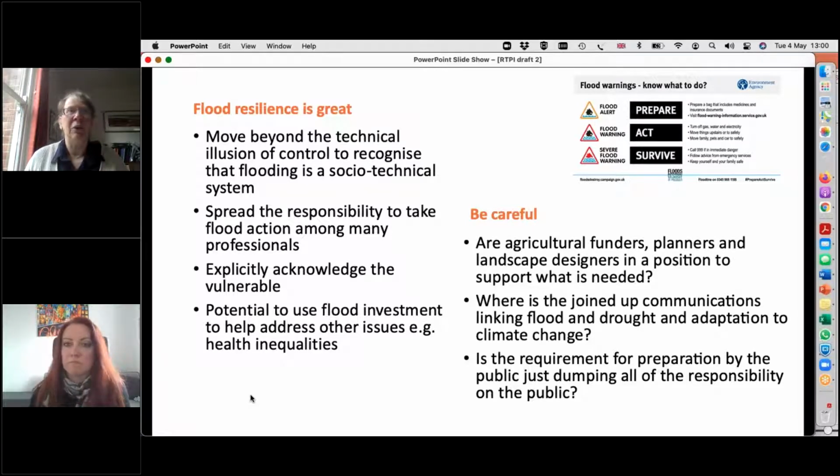And, you know, okay, yes, it's great if we can support the public in getting prepared for flooding, but if we then start to blame them for not being prepared, are we just dumping all the responsibility on them? So there are some real sort of risks with this approach.